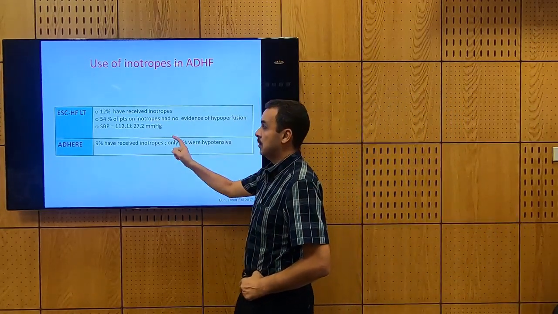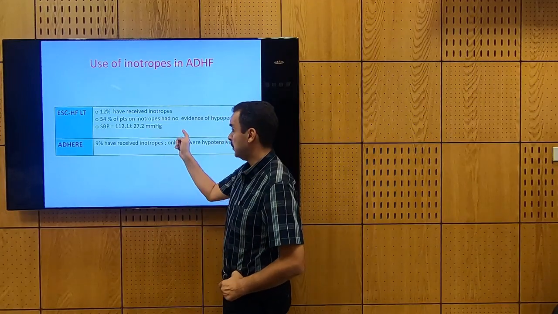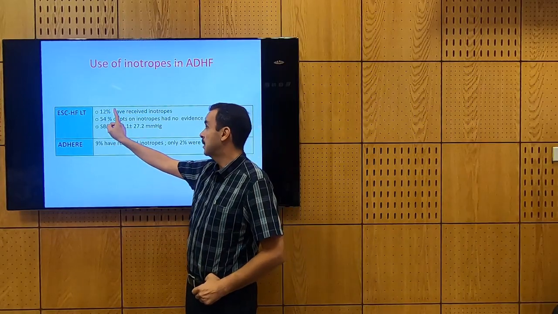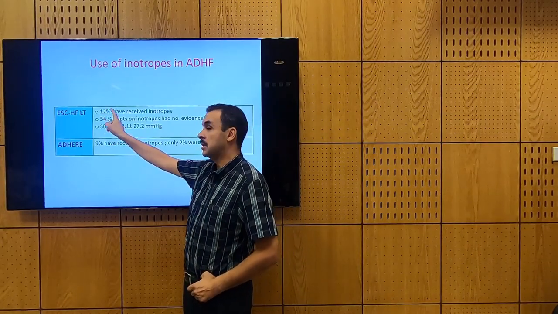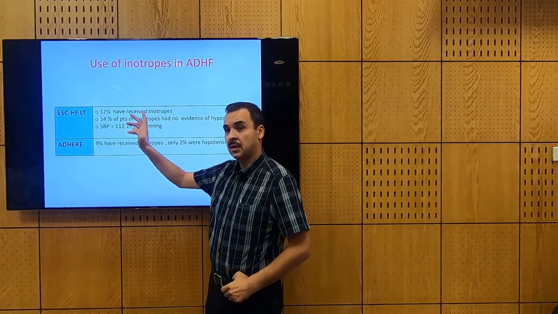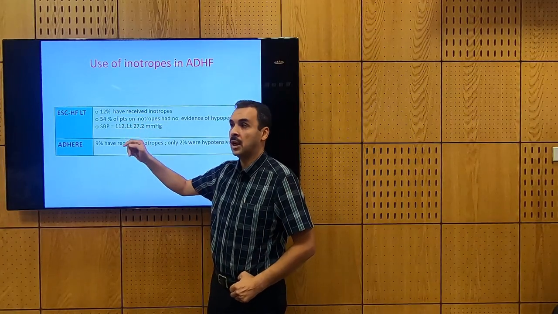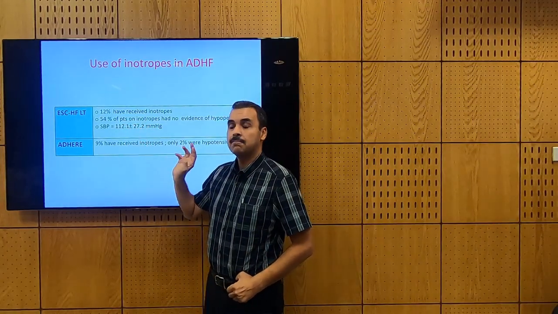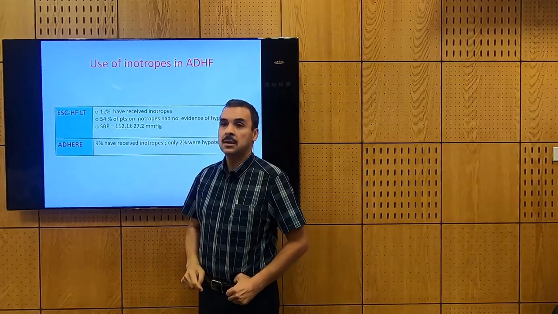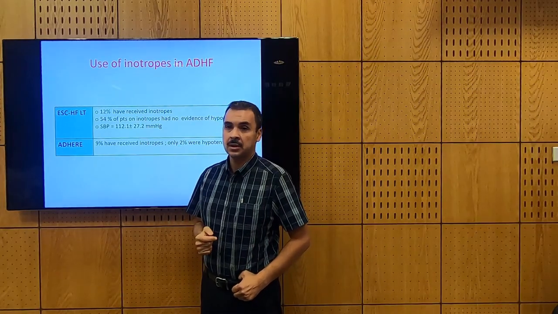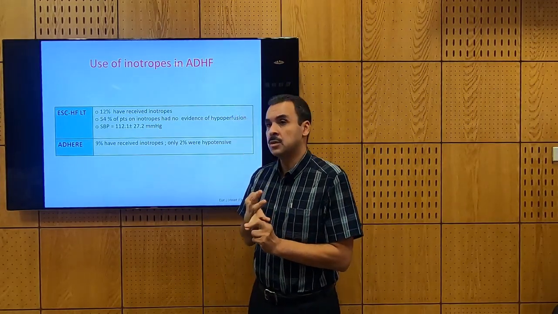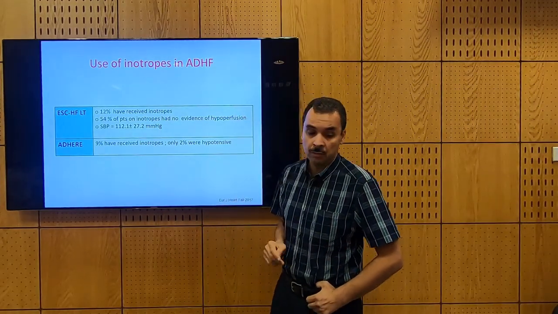This was very evident in the European Society of Cardiology Heart Failure Registry, which showed that among patients with acute decompensated heart failure, inotropes or vasopressors were used in 12% of patients. However, only half of the patients showed evidence of hypoperfusion or hypotension, and the mean systolic blood pressure among those patients was more than 100. So there is maybe overuse or misuse of inotropes among patients with acute decompensated heart failure.